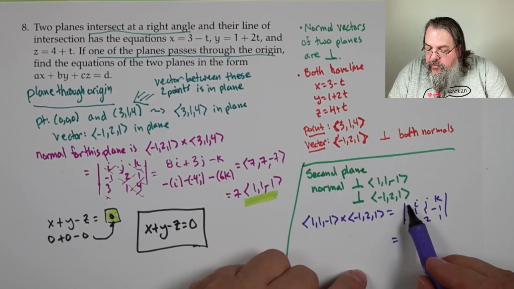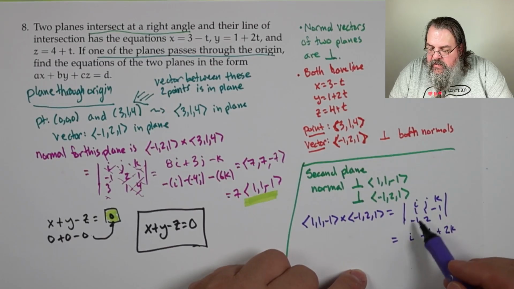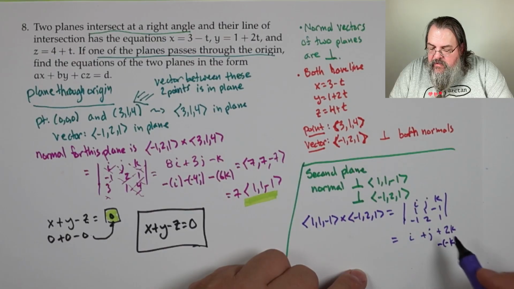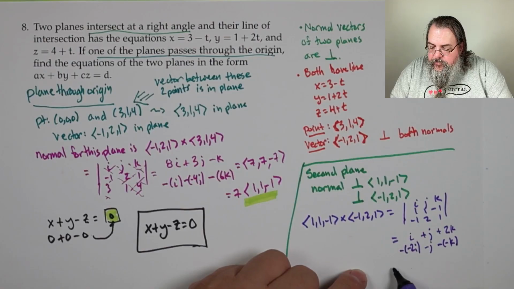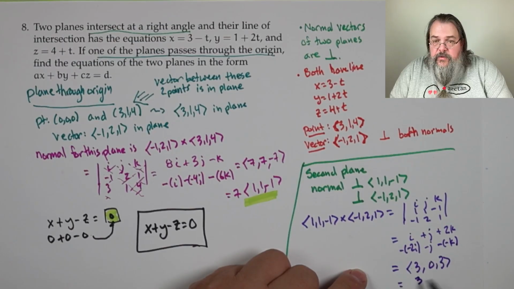I'm just going to go through here. I. Then I'm going to get plus j, plus 2k. Then we're going to subtract negative k. Going to subtract a negative 2i. And then we're going to subtract j. So we're getting a 3, 0, 3, or if you like, that's 3.